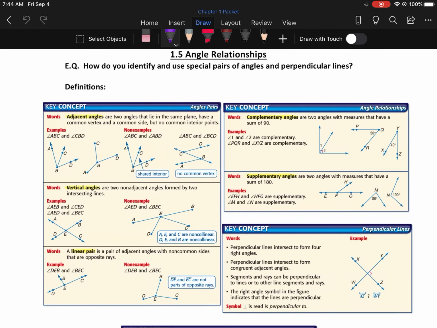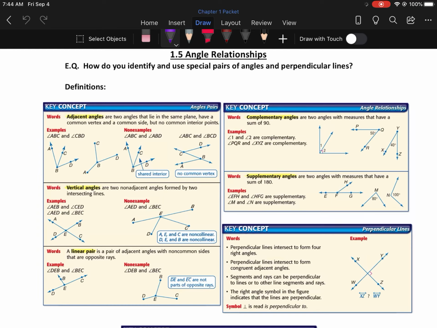Today's section is 1.5 angle relationships. By the end of the lesson, you should be able to identify and use special pairs of angles and perpendicular lines. The first type of angle pair we're going to look at is adjacent angles.